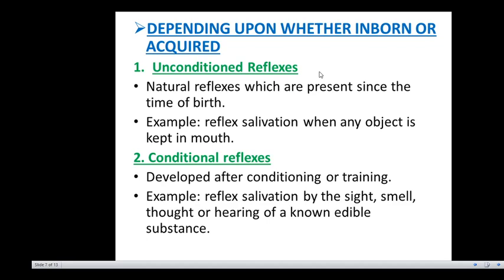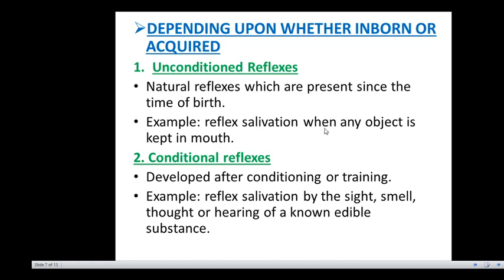Now, depending upon whether inborn or acquired, it can be classified like that. So number 1, unconditioned reflex. Unconditioned reflexes are natural reflexes which are present since the time of birth. It's inborn.